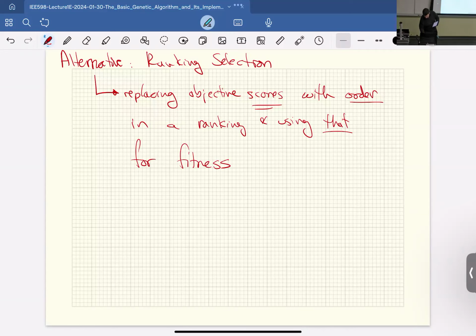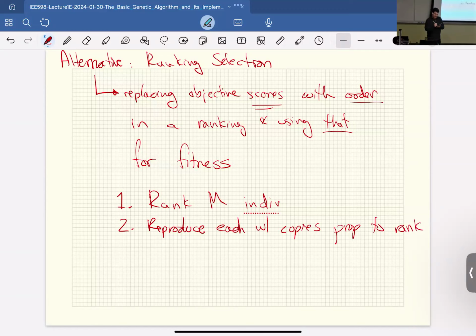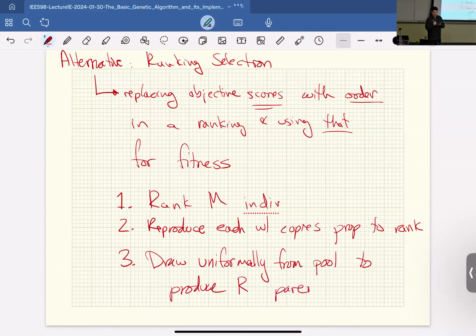So for example, what I'll do is rank n individuals to reproduce, each with copies proportional to rank, and then three, draw uniformly from the pool to produce our parents. And so I'm just leaving that up there very quickly, and then we can conclude here.